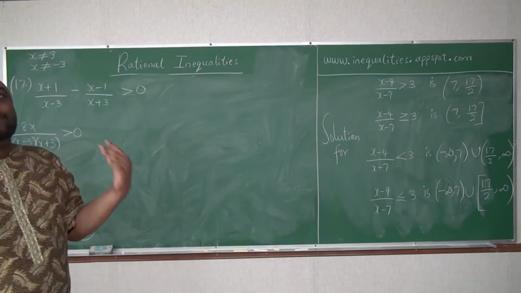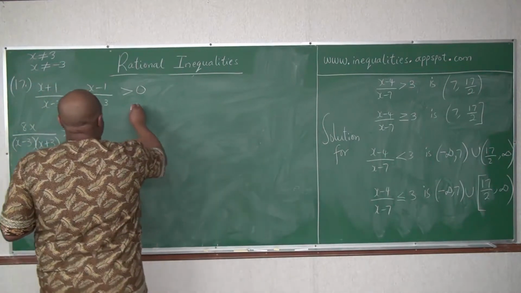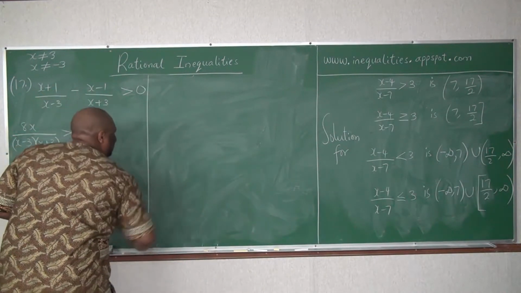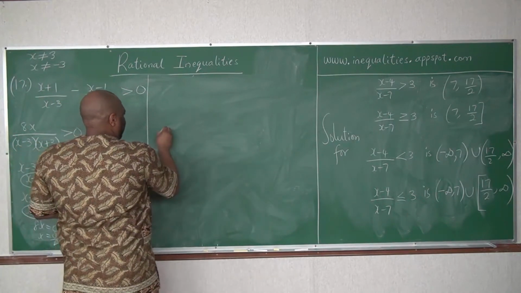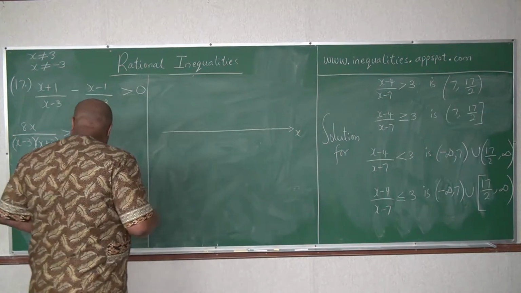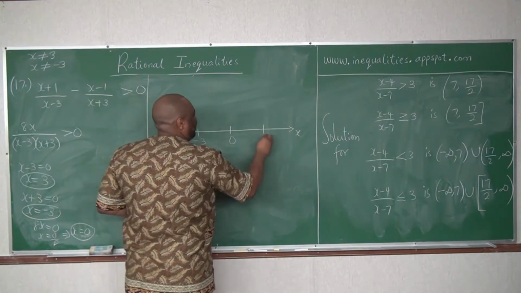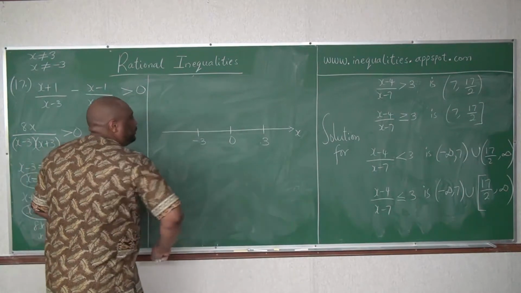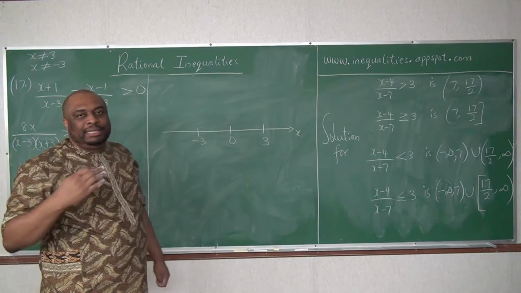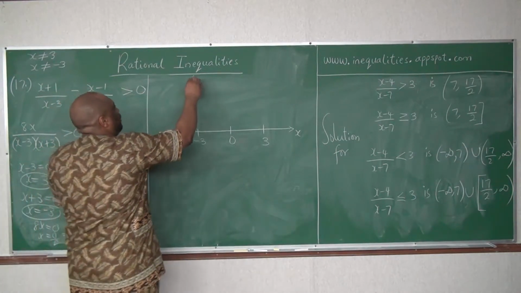We now have to find the test intervals. So we're going to draw a number line so we can find our test intervals. We draw the number line. We have negative 3 here. We have 0. We have 3. These are 3 test points, and it should give us 4 test intervals.